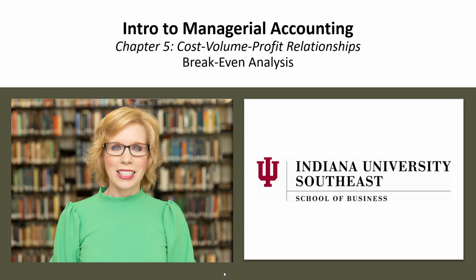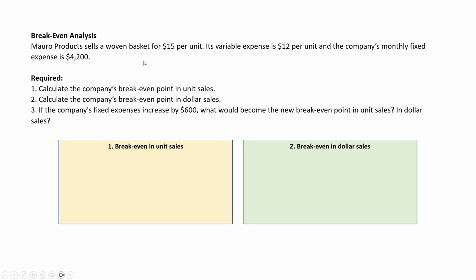In this video, I'm going to walk through break-even analysis. We start out with a company that sells a woven basket, just one product, for $15 per unit. Its variable expense per unit is $12, and the company's monthly fixed expense is $4,200. We want to calculate the break-even point both in unit sales, how many baskets do we need to sell, and also dollar sales. How many sales dollars of baskets do we need to sell in order to break even?